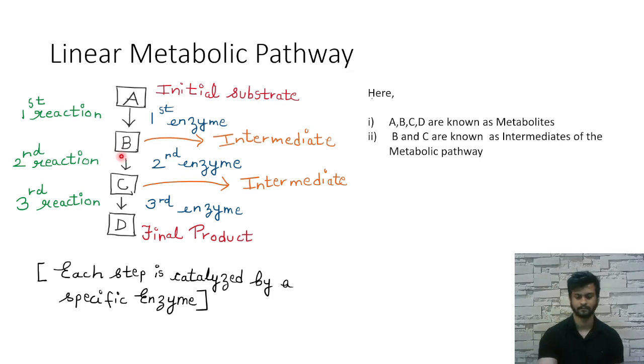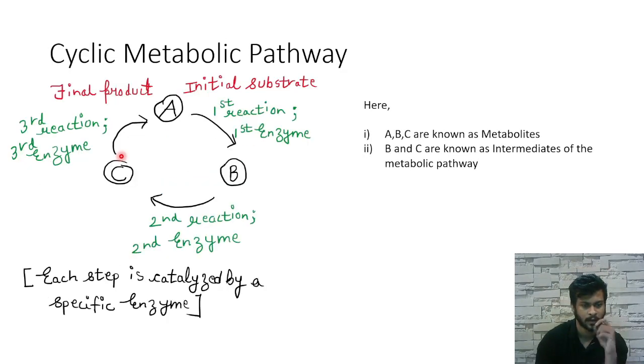Okay. Moving on to the next slide. Cyclic metabolic pathway. In this we can see A is getting converted into A because it is cyclic. Here the initial substrate is also A, and the final product is also A. This is a 3-step cyclic metabolic pathway: A to B, B to C, C to A. Here also each step will be catalyzed by a specific, separate, distinct enzyme. For A to B, first enzyme. For B to C, second enzyme. For C to A, third enzyme.